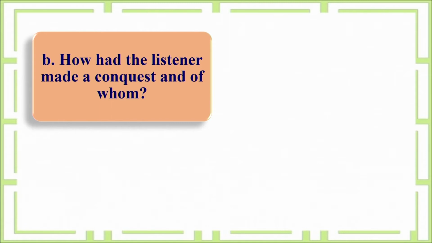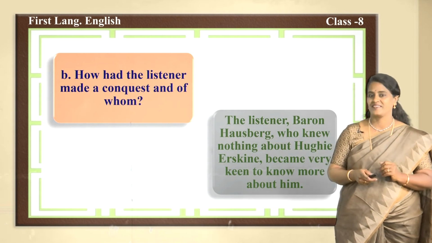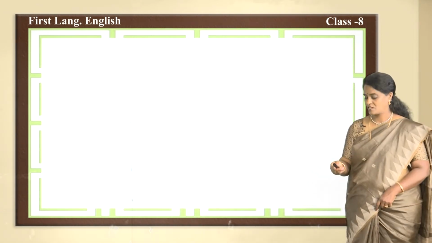Read the next sub question, children. How had the listener made a conquest and of whom? The listener, Baron Hausberg. Who was the listener there? Baron Hausberg, who knew nothing about Huey. He did not know a thing about Huey Erskine, but he became very anxious to know more about Huey. Is it not? Right, children?